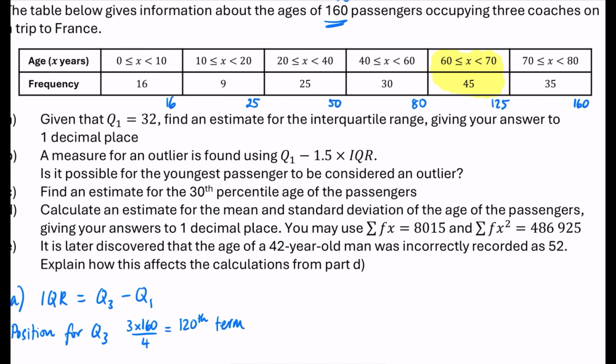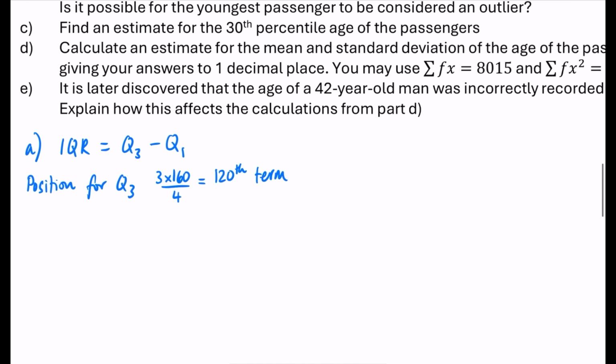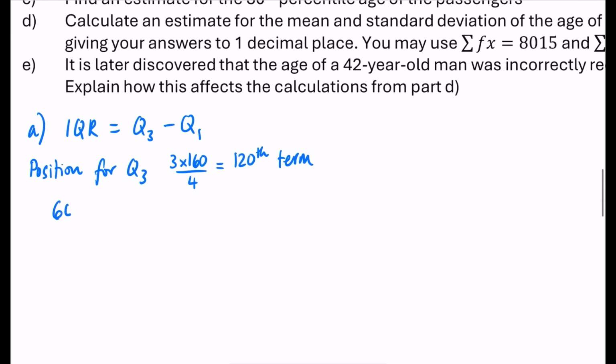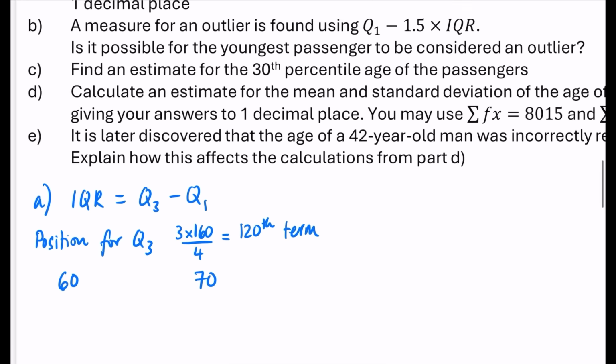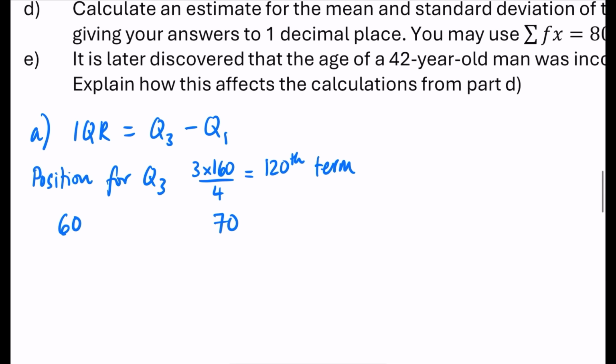This group is actually taking me from 80 to 125, and it's between 60 and 70 that we've got here. So we are saying it is between 60 and 70. This is my little visual tool to help us. And we've just said that that group is going from the 80th, I always write 80th and 125th to remind me that the top part is to do with the years and the bottom part is to do with the positions. We're looking for the 120th term.